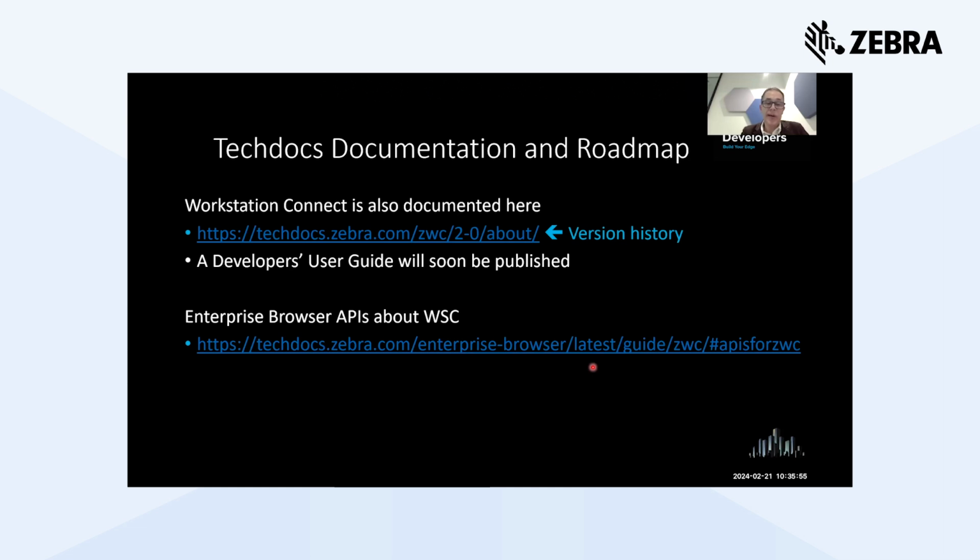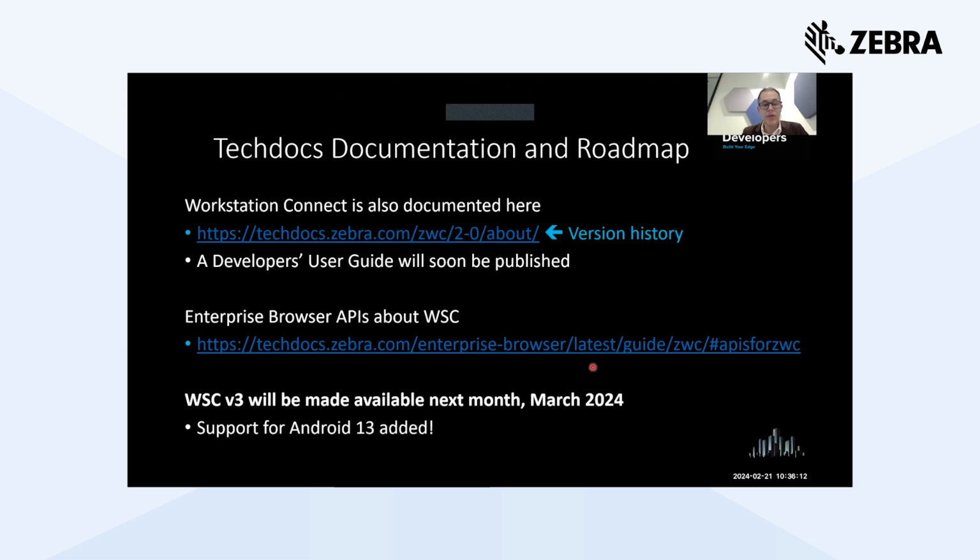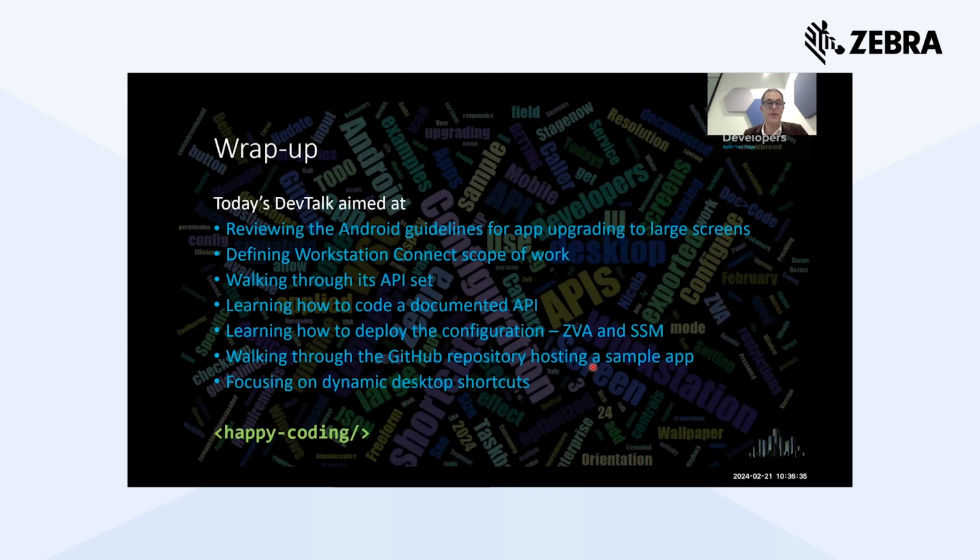There's also a couple of items available for the roadmap. Workstation Connect version 3 will be made available next month, so in March 2024. And the good news is that it will support Android 13. So if you want to use it with the latest flavor of Android, you have to wait a few weeks yet.